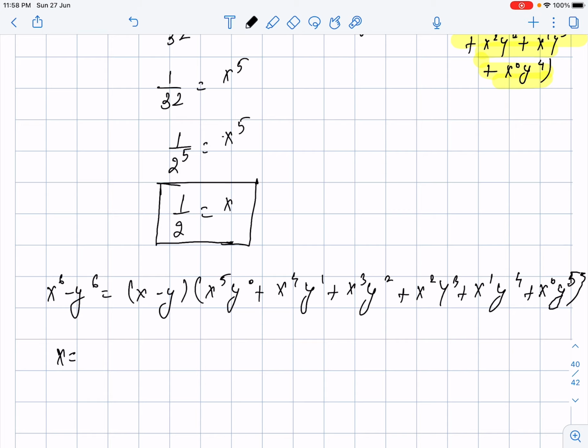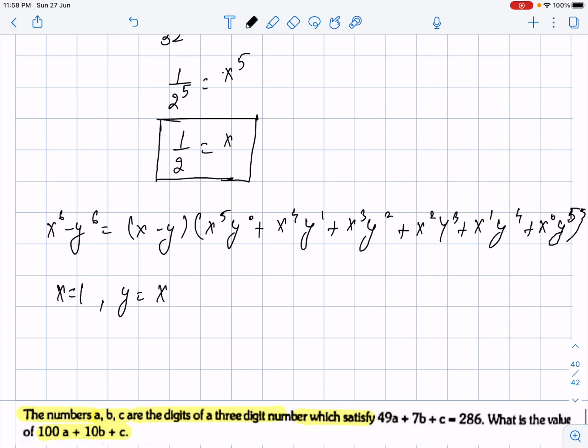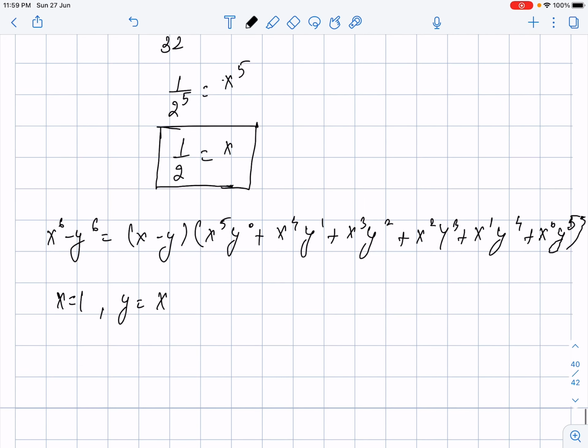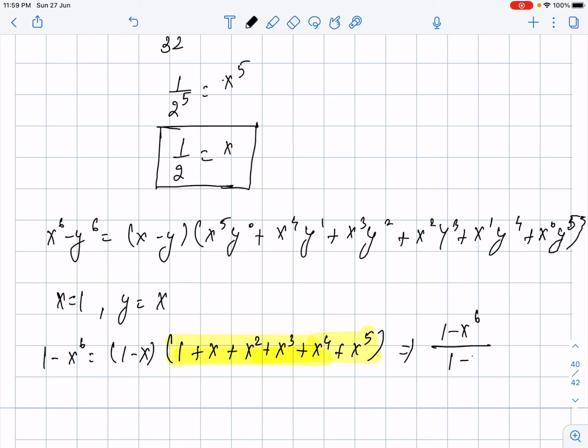So I'll be going to keep the value of x as 1 and value of y as x over here, okay. So that will be becoming what? I'll be going to get 1 minus x to the power 6 as 1 minus x times, actually no, the value of x is 1 we are knowing. So we'll be going to get 1 plus x plus x square plus x cube plus x power 4 plus x power 5 over here. And guys, this value only has been asked to you. So what will it be becoming? The value of this thing will be becoming 1 minus x power 6 divided by 1 minus x over here.